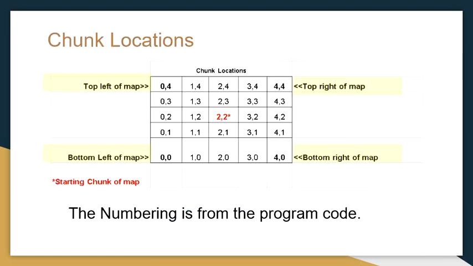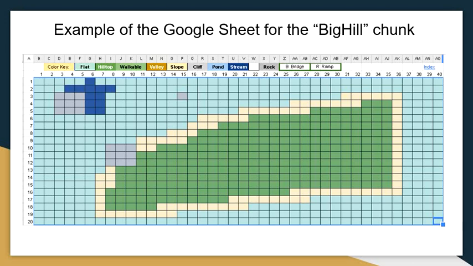So this slide is showing you how they number the chunks that are inside your map. The bottom left of the map is your 0,0 chunk. At the top right hand side of your map is the chunk 4,4. So when we get the names for your chunks, this will help you know where to place the names for your chunks on your map. And this is just an example of what a chunk looks like for the big hill chunk. It has that big hill in the middle of it, and you can see that I've color coded things so you'll be able to quickly identify what's a rock, what's a slope, what's the hilltop inside them.